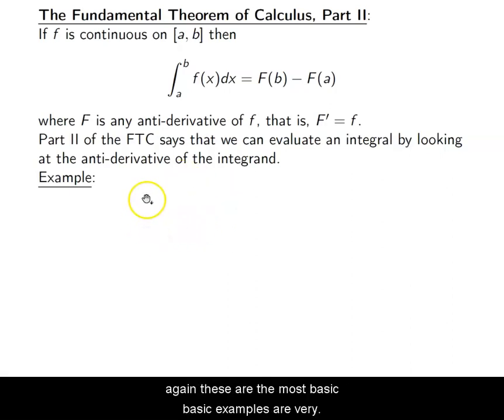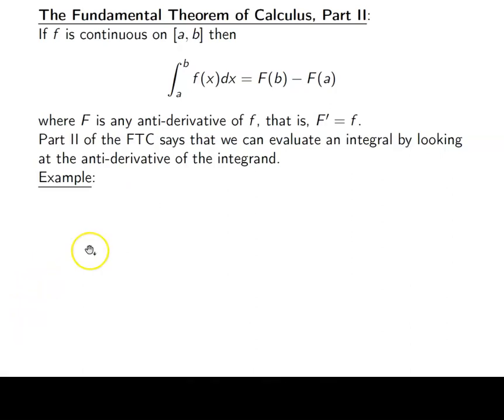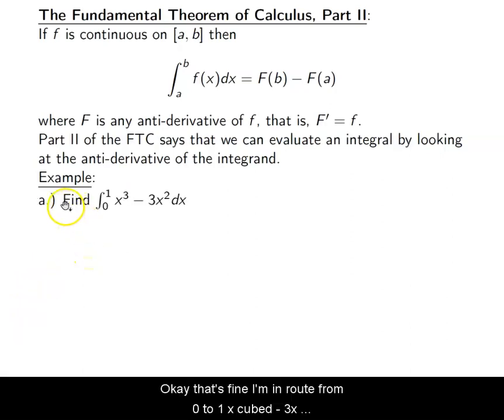Okay, so we will introduce a little bit of new notation here as we go through these examples. But again, these are the most basic examples. They're very straightforward. There are no crazy tricks popping up yet. Those are the things that we'll see as we go through Calc 2 material. Okay, so let's find the integral from 0 to 1 of x cubed minus 3x squared dx.